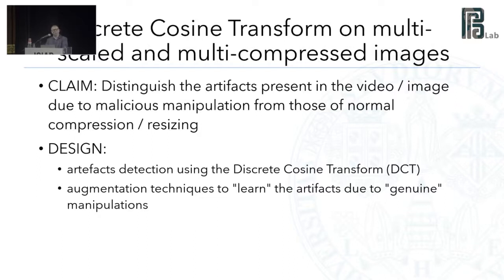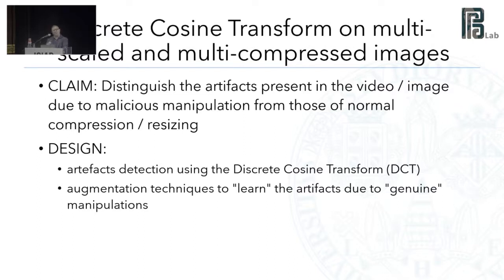So the method has not been born to recognize people in the wild, but in particular for detecting artifacts when videos or images are exchanged, sent by social media, so, for example, using WhatsApp and other approaches of the kind. The core of the method is a well-known transformation which is called discrete cosine transform.